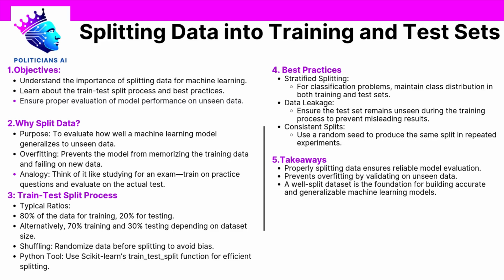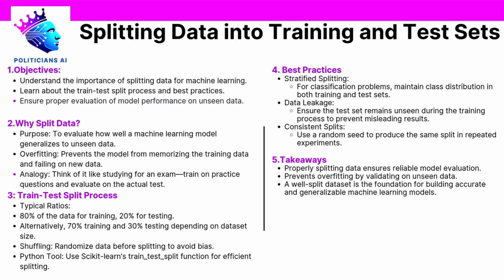The process of splitting data is straightforward. Typically, you divide the data into two parts, one for training and one for testing. A common split is 80% of the data for training and 20% for testing, but sometimes 70-30 or other ratios are used, depending on the size of the dataset. Once you decide on the ratio, you shuffle the data to make sure it's randomized. Randomization prevents bias, where similar data points might end up grouped together, making the training or test set unrepresentative of the entire dataset.